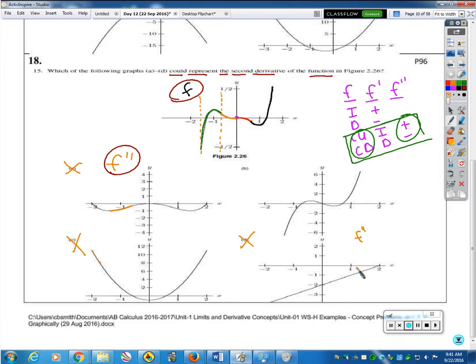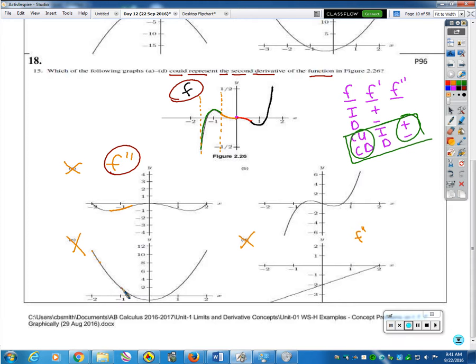Okay, so what I did here is I noticed, help me out here, is f initially concave up or concave down? Initially, it's concave down. Good. F is concave down. So what must the graph of f double prime be initially? Negative. That's why I threw out C. Because none of these y coordinates on f double prime are negative.